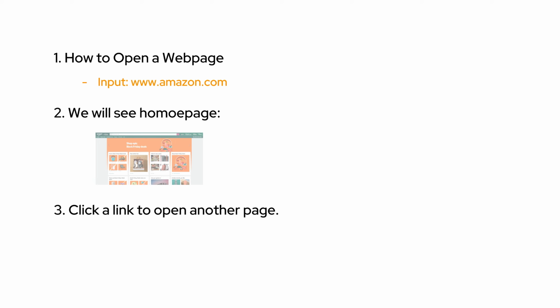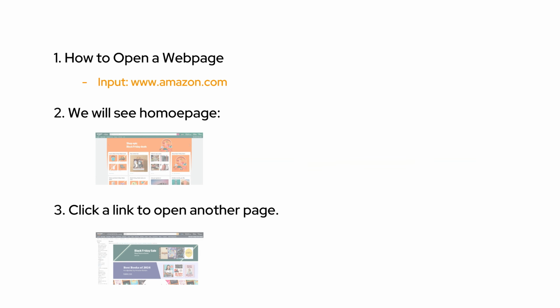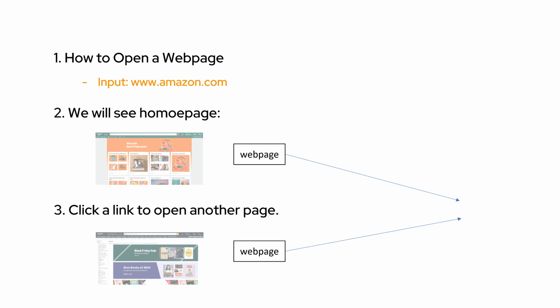From the home page, you can follow links to access other pages. The home page, along with the other pages accessible from it, are all referred to as web pages. A website is made up of one or more web pages. So, to create a good website, you need to design and build each of its web pages carefully and beautifully.